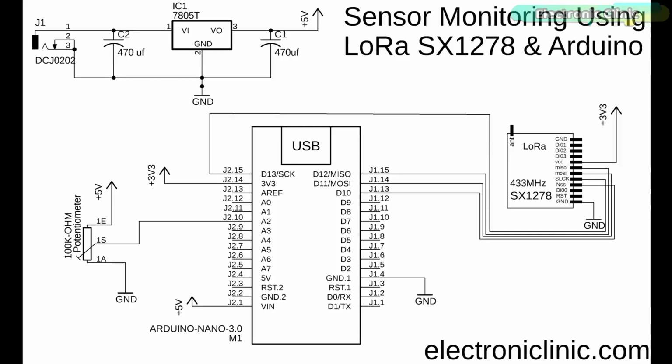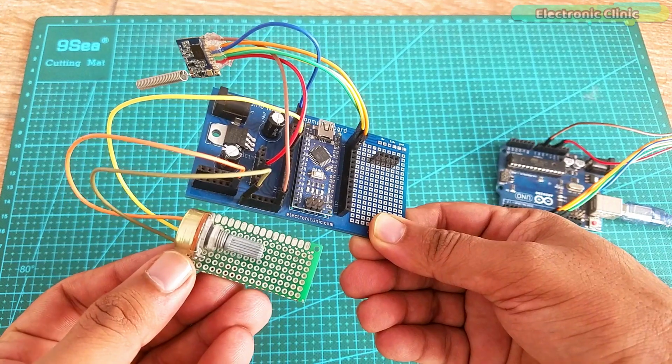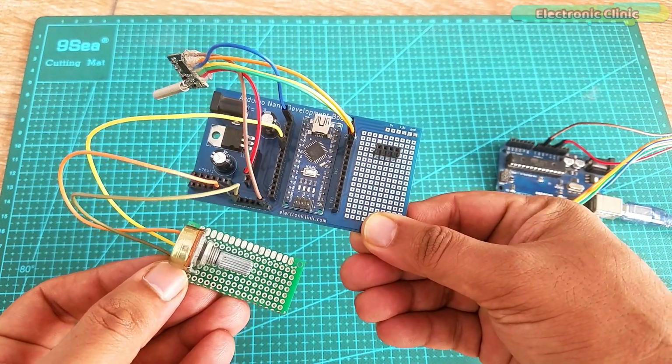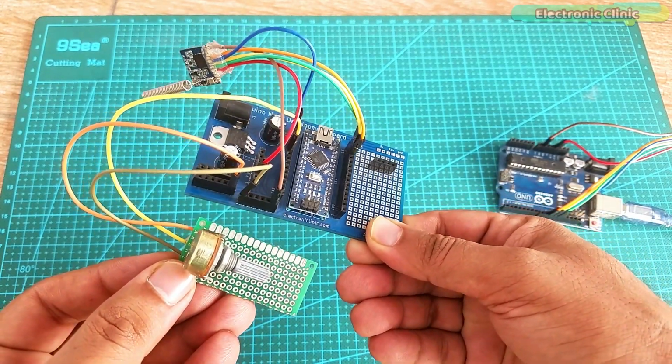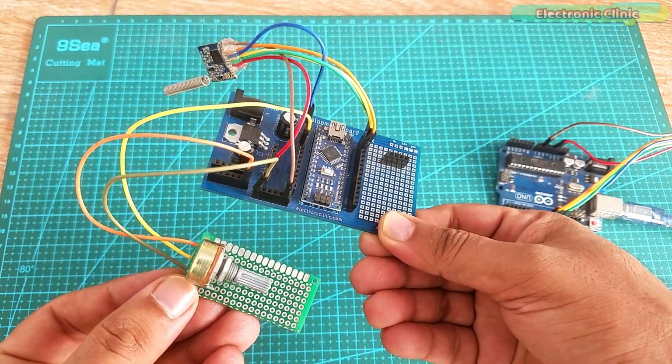On the transmitter side, I connected a potentiometer with the analog pin A2 of the Arduino, while everything else remains exactly the same. While on the receiver side, nothing is changed. I connected the potentiometer as per the circuit diagram. My transmitter and receiver circuits are ready. Now let's take a look at the transmitter and receiver programming.